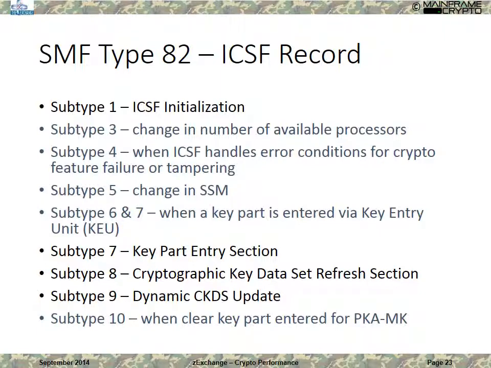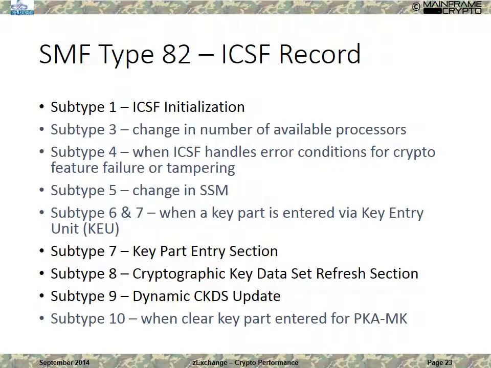Starting with HCR 77ABLE1, IBM dropped support for the CCF hardware, so these are no longer available. If you're running on old CCF hardware with an older version of ICSF, you might see some of those grayed out entries. The ones that are in black, as we go through these, you're going to see that the vast majority are event records. They are created when something happens. For example, when ICSF is initialized, or for subtype 7, when you load a key part into the master key registers, there's a record cut saying that this happened.